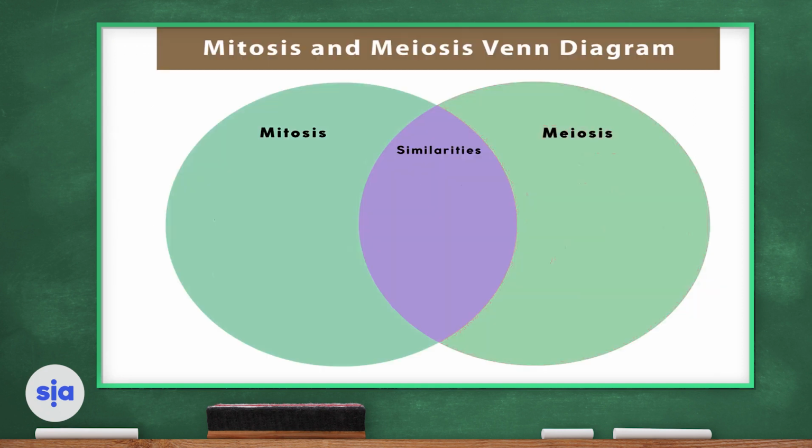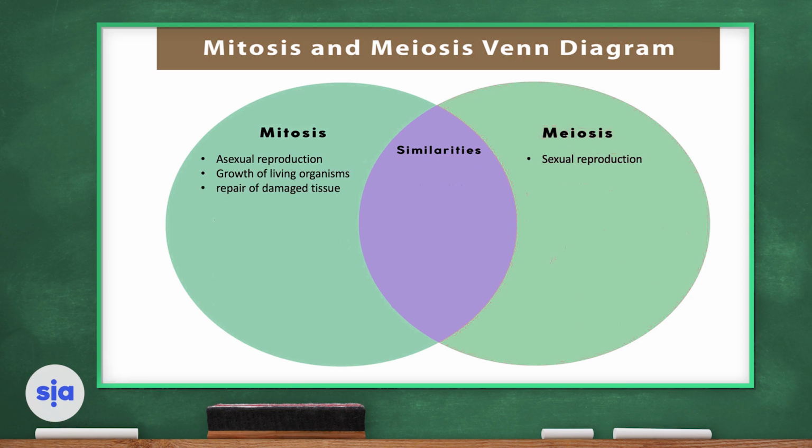Now, let's see this Venn diagram to compare and contrast mitosis and meiosis. What are the similarities and what are the differences between mitosis and meiosis? Mitosis is related to asexual reproduction, while meiosis is related to sexual reproduction, where two parents and gametes have to be there.